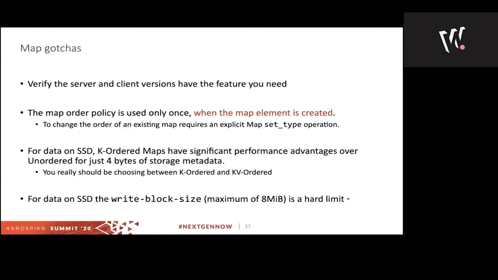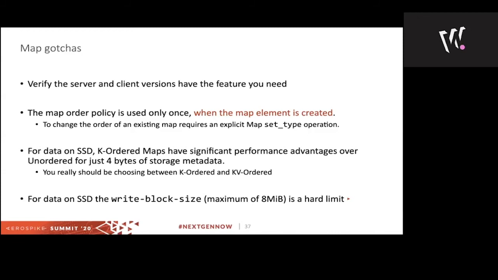The next thing is just a reminder that map order policy is only used once, when the map element is created. Even though you can pass a map policy for every subsequent operation, it is not going to change just because you gave it a different map order policy. In order to change it once it's created, you need to use the explicit map set type operation. Aerospike transactions allow you to do that. It's just an expensive operation, so we don't do it implicitly. We want you to make an explicit decision to change the order type.